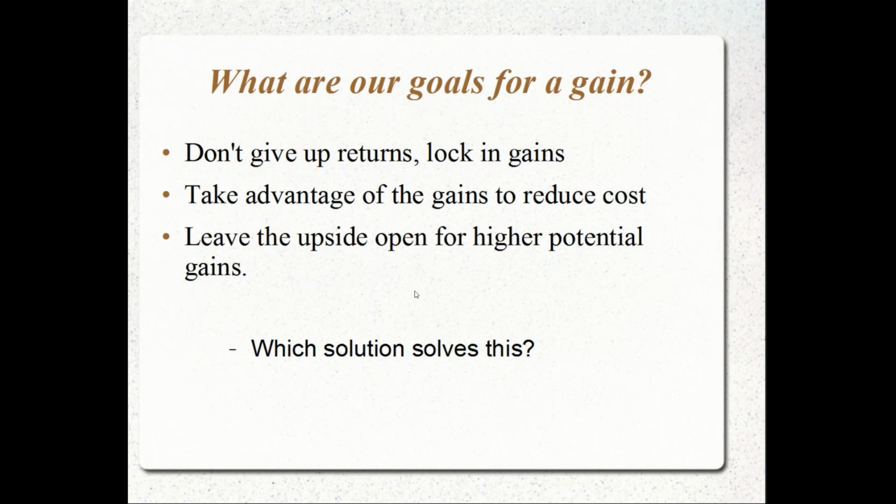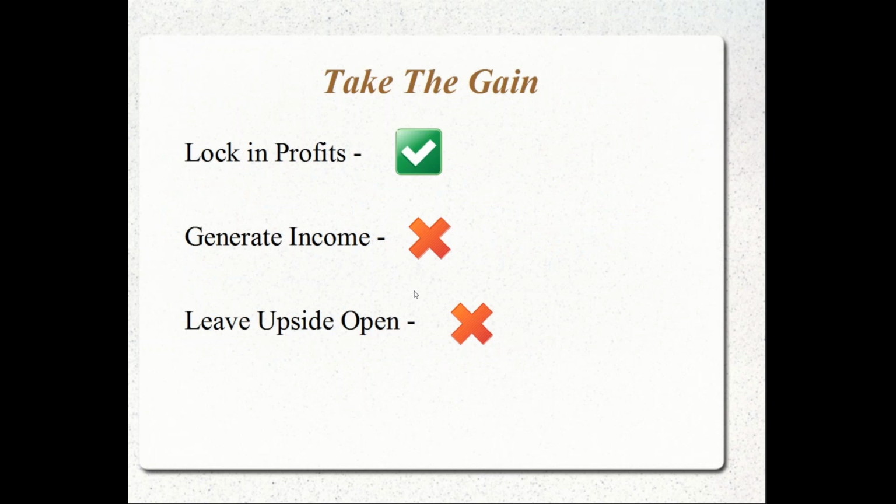Now, which of our 5 solutions that we reviewed really solves this? If you took the gain on the stock and closed on February 15th, you locked in a 10% profit. You didn't take advantage of picking the right stock and generating income against it to lower your cost basis. And of course, you're out of the position with that 10% gain, so you didn't leave the upside open.